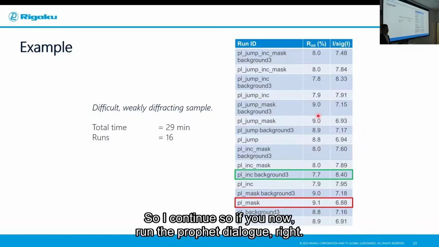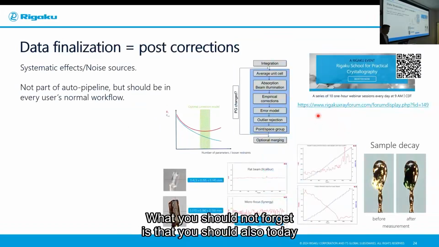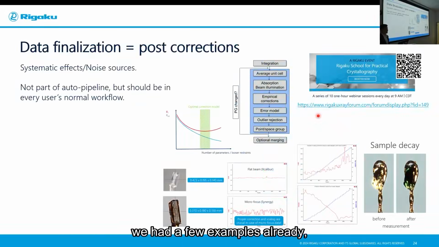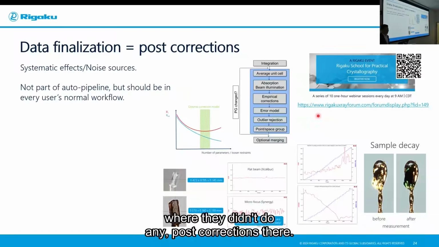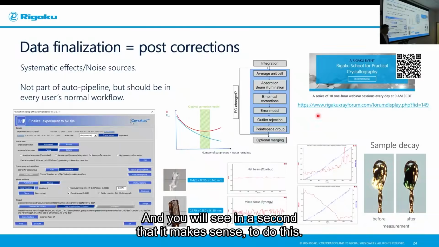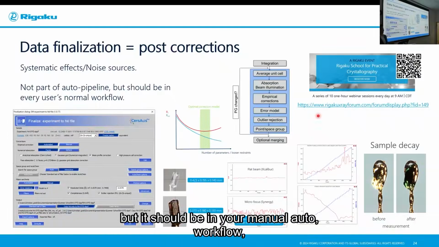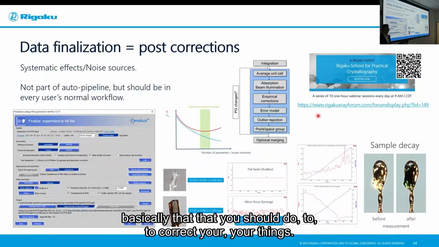Right. Shall I continue? So if you now run the profit dialog, right, what you should not forget is that you should also do data visualization. We had a few examples already where they didn't do any post corrections there, and you will see in a second that it makes sense to do these. This is not part of the auto pipeline, but it should be in your manual workflow, basically, that you should do to correct your things.